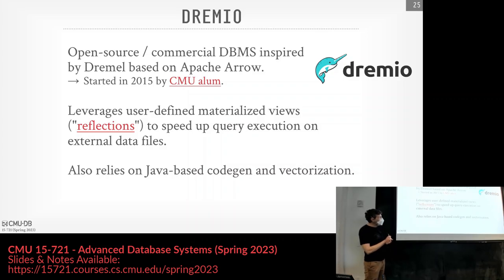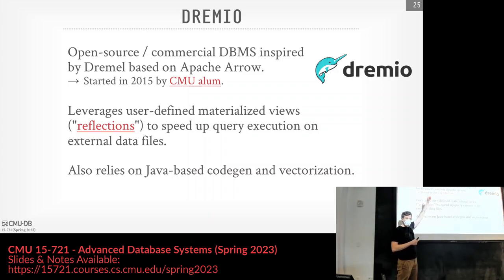Dremio is probably the most vibrant one that's inspired by Dremel. It's interesting, this was founded in 2015 by somebody who did a master's here at CMU. It's based entirely on Apache Arrow, and the CMU guy was, I think, one of the co-creators of Arrow. Their big claim for why they're fast is that they rely on what they call reflections, but as far as I can tell, they're just materialized views with a fancy name, to speed up query execution on external data files.